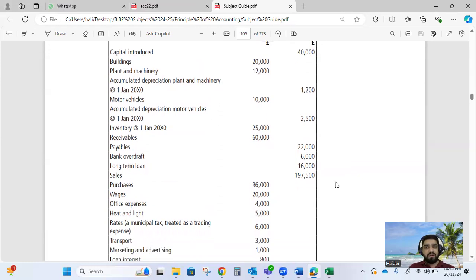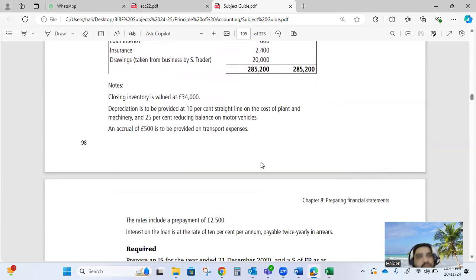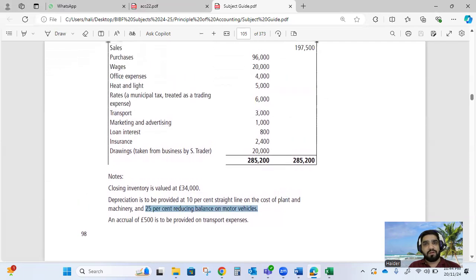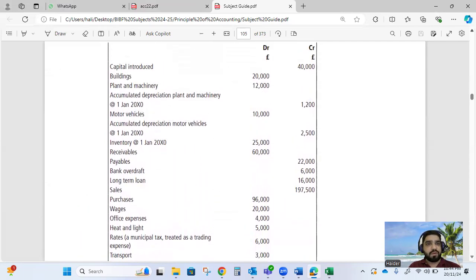And now we have another asset to be depreciated. It's given in the adjustments. So you can see 25% is the depreciation rate. Reducing balance method is used on motor vehicle. But here we have to be careful about the calculation of depreciation. Now, please look into the value of motor vehicle. Its cost value is 10,000 and its accumulated depreciation is 2,500. So once we deduct this 2,500 from 10,000, the remaining book value will be base for calculation of depreciation because the method is diminishing balance method.